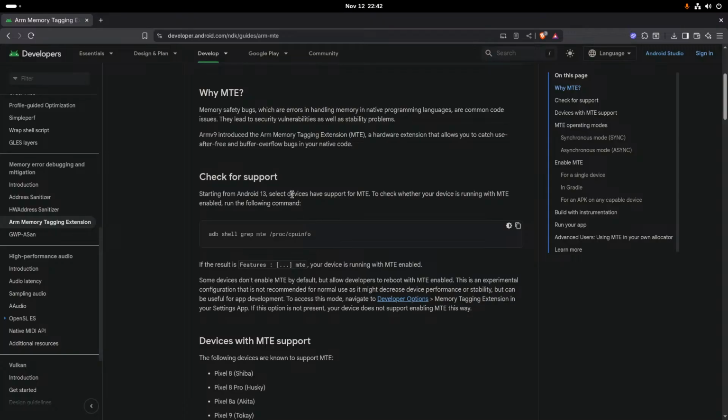Memory safety bugs, which are errors in handling memory in native programming languages, are common code issues. They lead to security vulnerabilities as well as stability problems. ARMv9 introduces the ARM Memory Tagging Extension, a hardware extension that allows you to catch use-after-free and buffer overflow bugs. And I think buffer overflows are still the biggest security problem in Android, and it's getting reduced more and more due to how they're doing it.